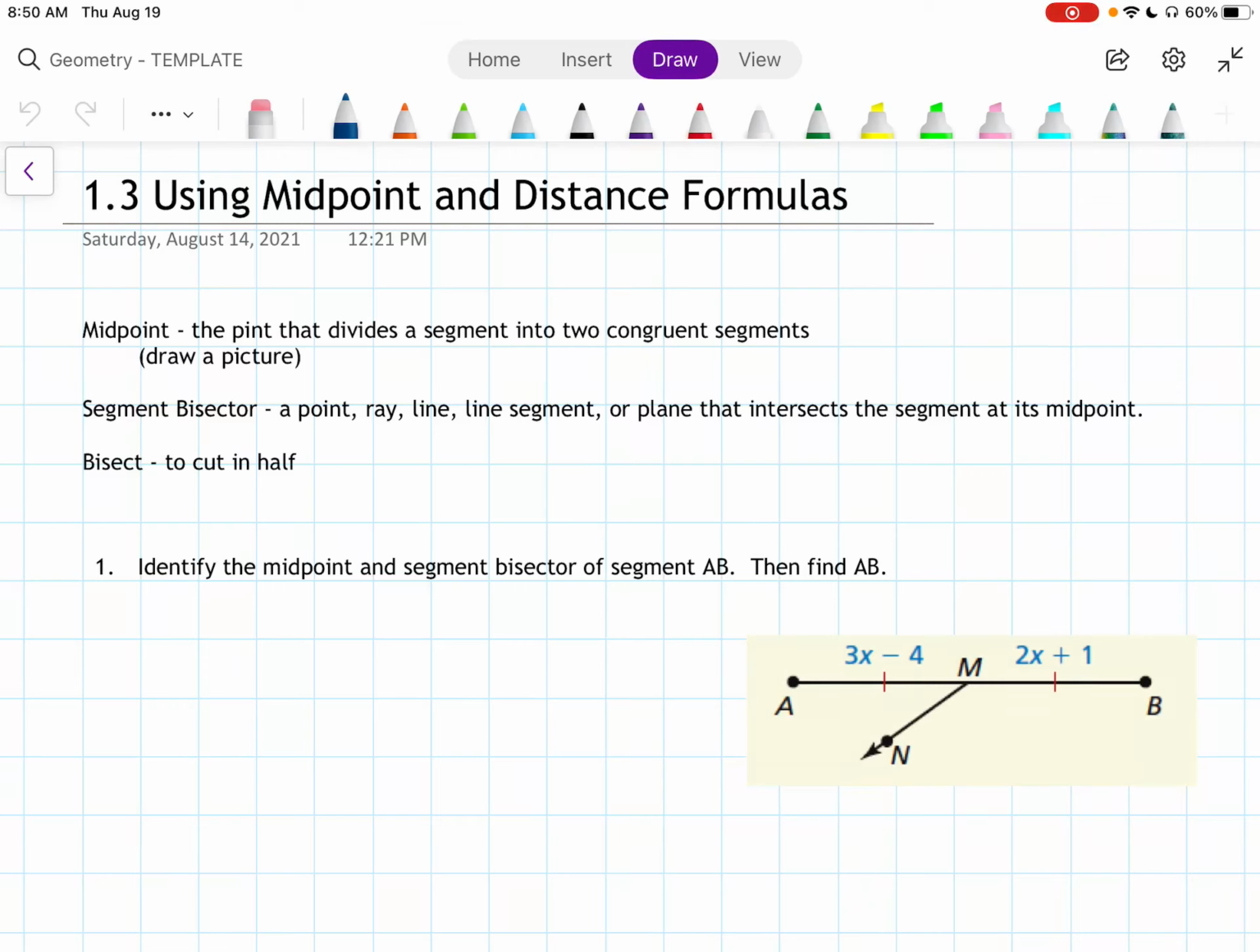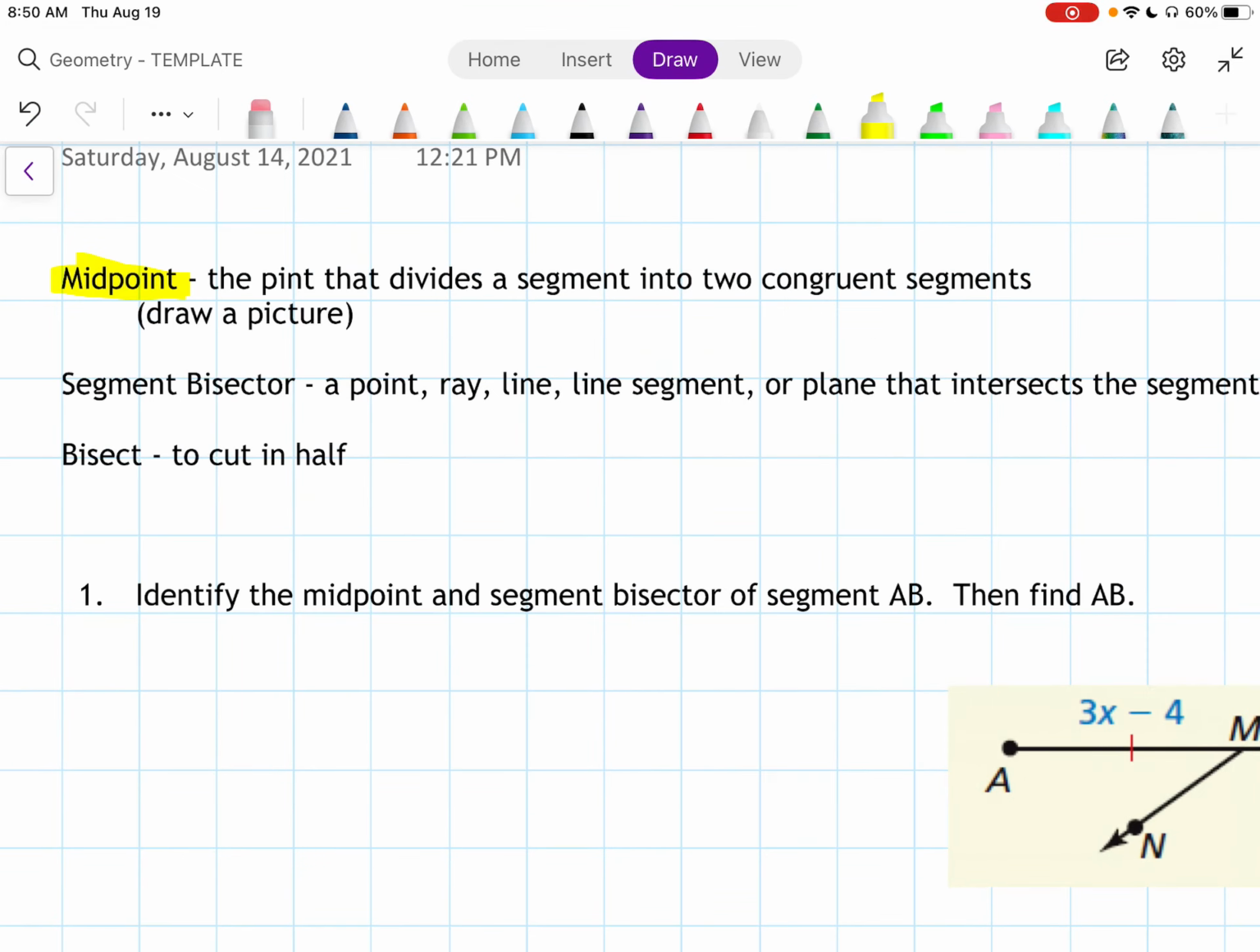All right, 1.3, using midpoint and distance formulas. Starting off with definitions. A midpoint is the point that divides a segment into two smaller congruent segments. So if we have a segment here, and something is right between it, cuts it in half, and those two smaller pieces are equal, cutting it in half.